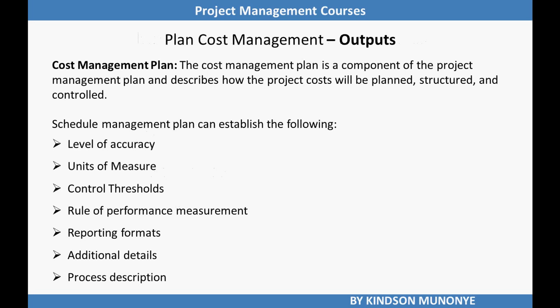The planned cost management produces just one output, and that is a cost management plan. The cost management plan is a subsidiary plan and a component of the project management plan and describes how the project costs will be planned, structured, and controlled. The cost management plan, not the schedule management plan, we're talking about the cost management plan.